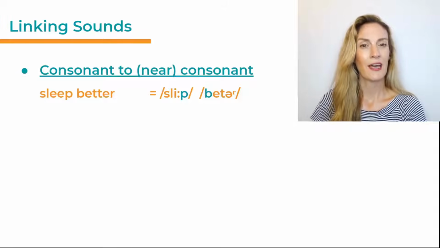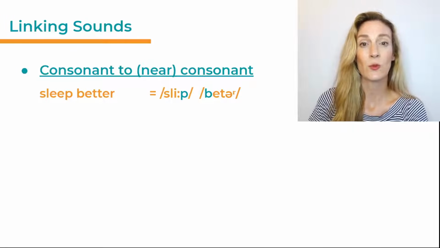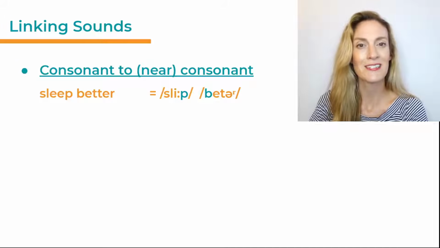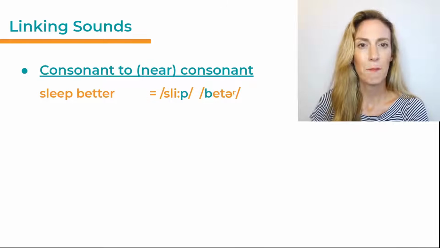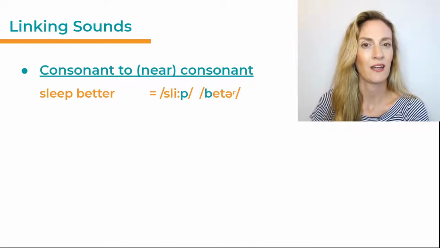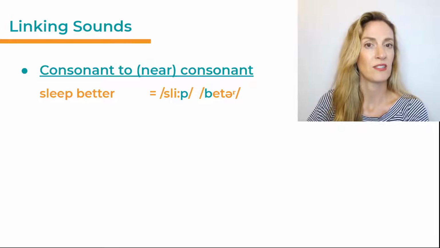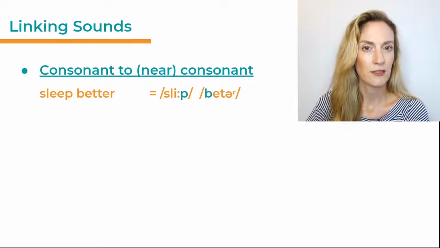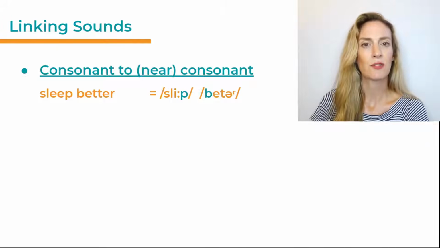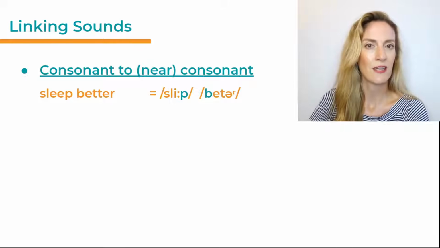Now let's have a look at some other examples where a word ends in a consonant and the next one also starts with a consonant, and it's not the same, but it is very, very similar. For example, sleep ends in the plosive p, unvoiced, bilabial, and better starts also with a plosive b, also bilabial, but it's a voiced bilabial plosive. So they are very similar because they're produced in the same place in the mouth with both your lips closed. They're both plosives, but they're not the same sounds. One is voiced, the other one is voiceless.